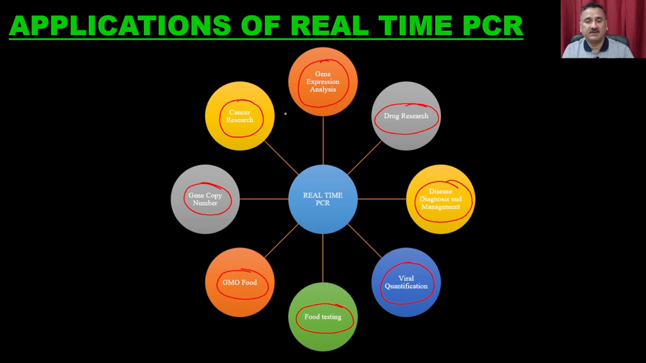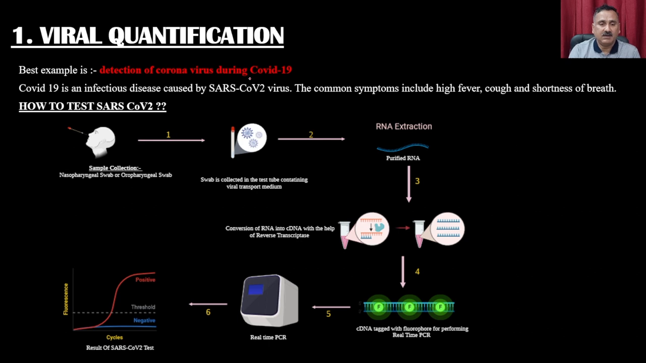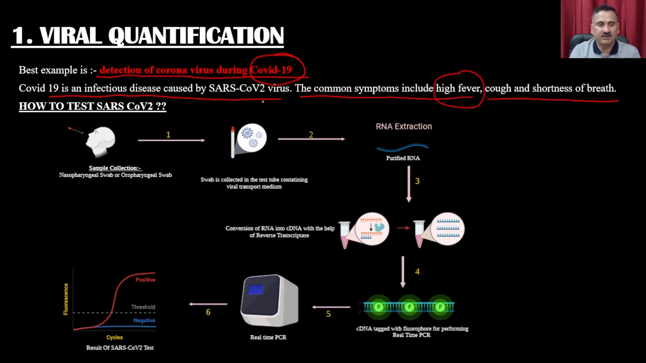So, let us first discuss the diagnostic part, because that is the major area where real-time PCR is always used, and you might have heard about real-time PCR when we were talking about COVID-19 screening and diagnostics. Let us take the example of the detection of the coronavirus during COVID-19. COVID-19 is an infectious disease caused by the SARS-CoV-2 virus, and the common symptoms include high fever, cough, and shortness of breath.